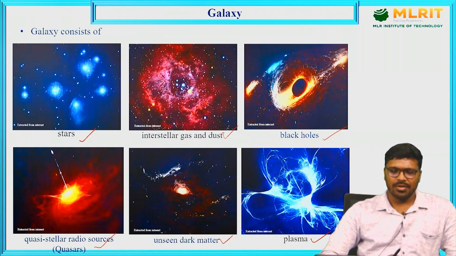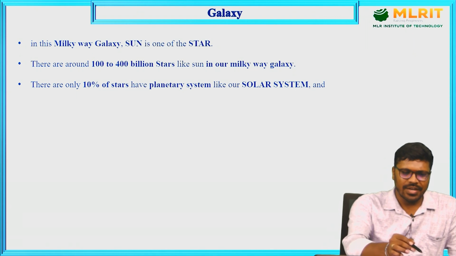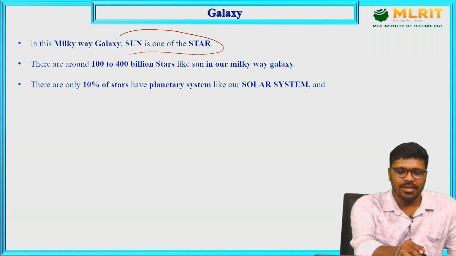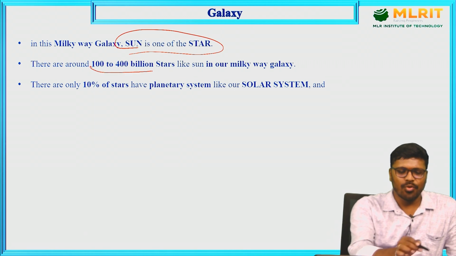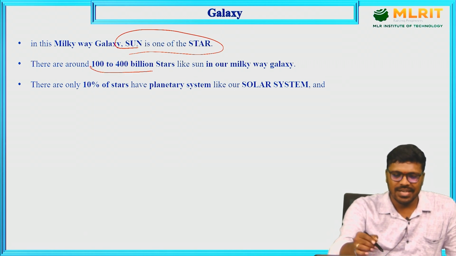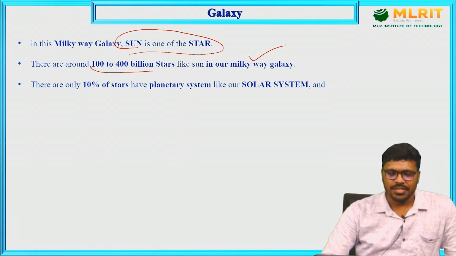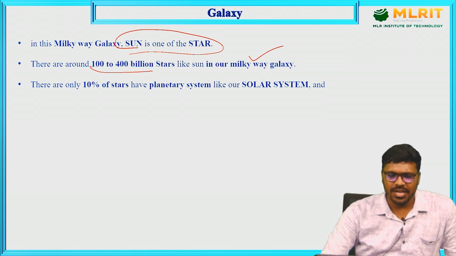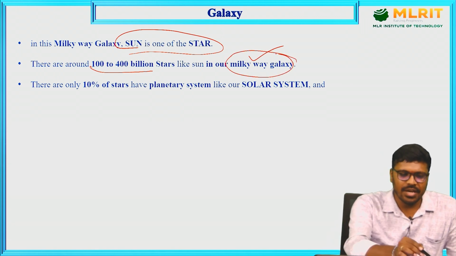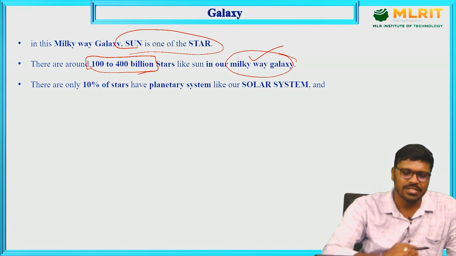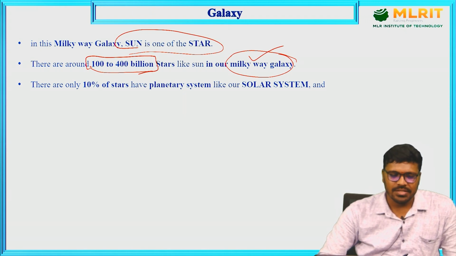And if you come to our galaxy Milky Way, even the Milky Way also has all these types of matter in it. So Milky Way is one galaxy and Sun is our star in the Milky Way galaxy. There are around 100 to 400 billion stars like Sun in our Milky Way galaxy. We know Sun is our star, right? And Milky Way is our galaxy. But like Sun, there are around 100 to 400 billion stars in our Milky Way galaxy.